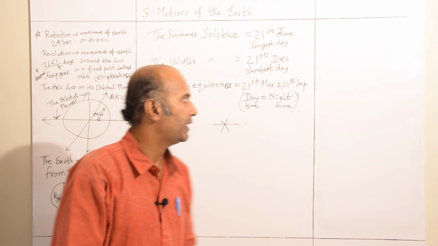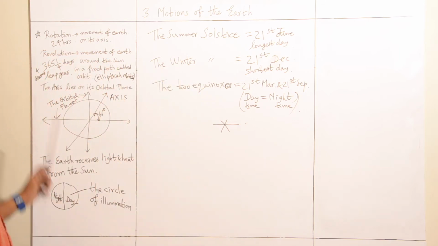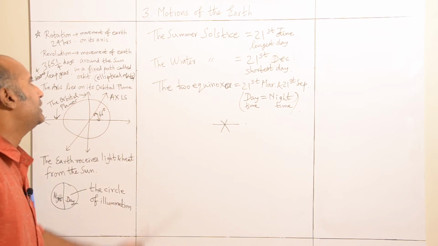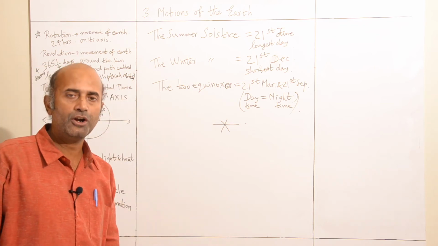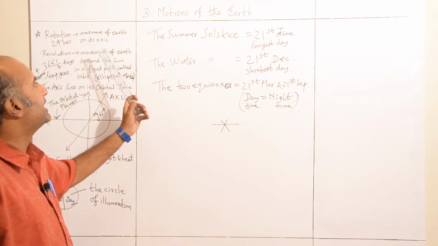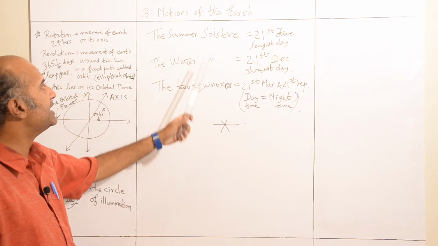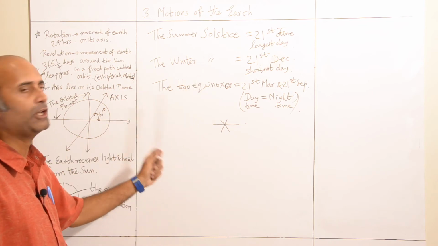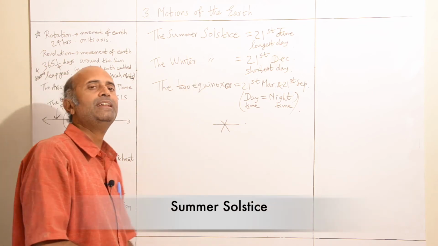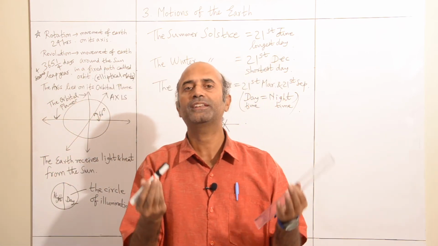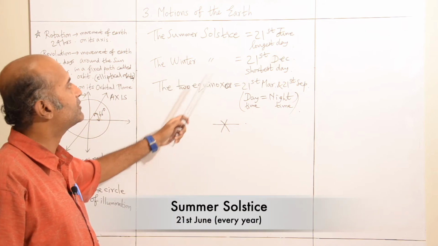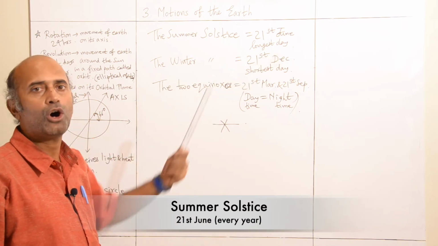So we have discussed these basic topics like rotation, revolution, the earth's tilted axis, the circle of illumination. Now we'll take a look at a few important days which come in our calendar year. We'll take a look at the summer solstice, the winter solstice, and the two equinoxes. So what do you mean by the summer solstice? It is a period where daytime is longer than nighttime. Summer solstice falls on 21st June of every year.